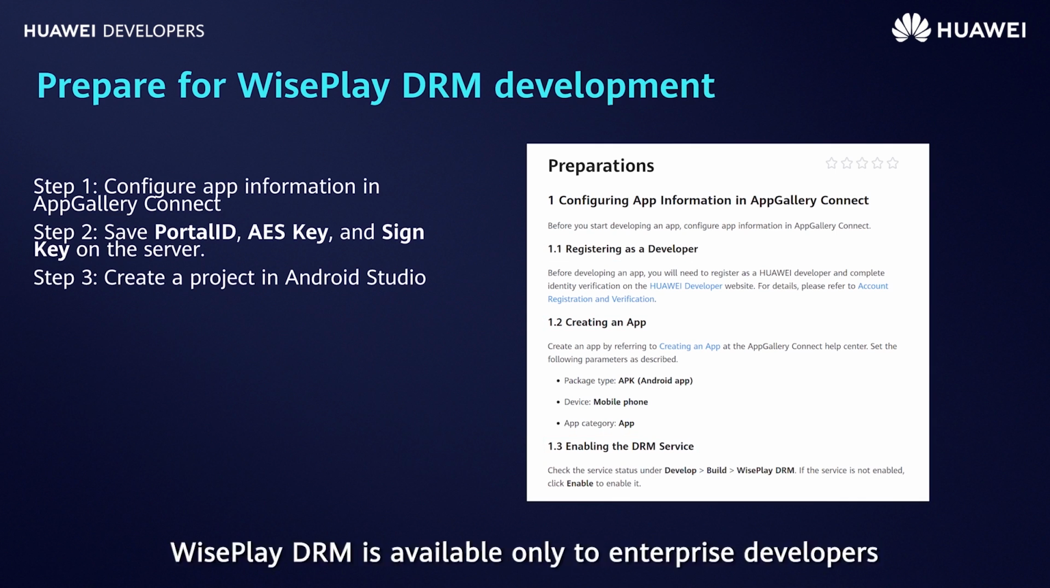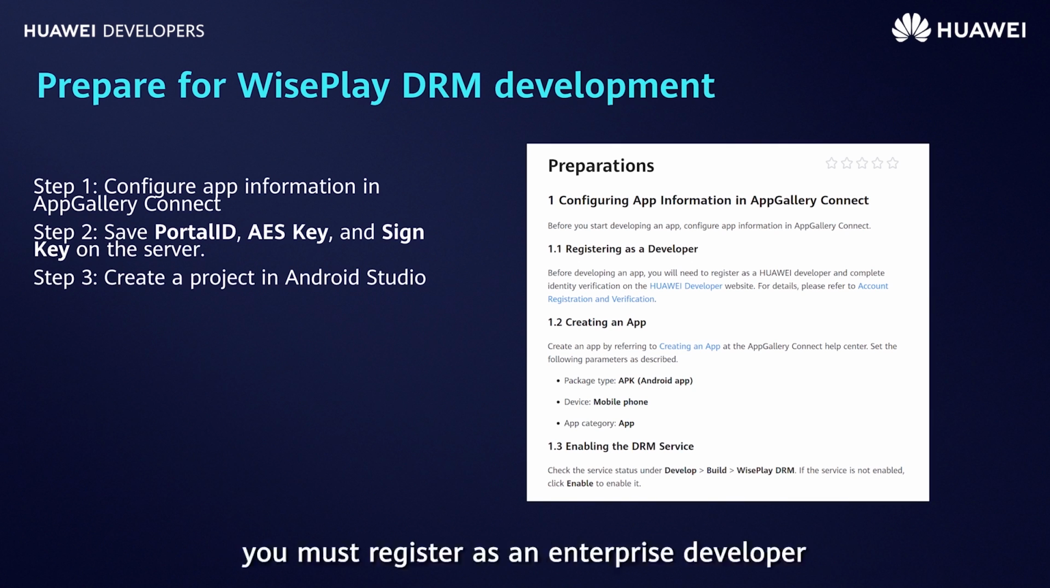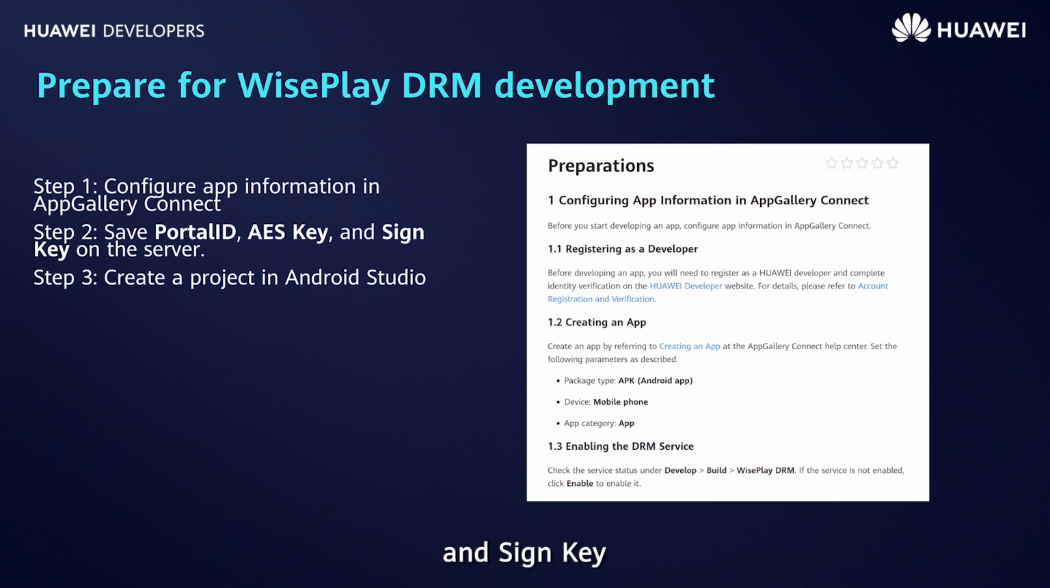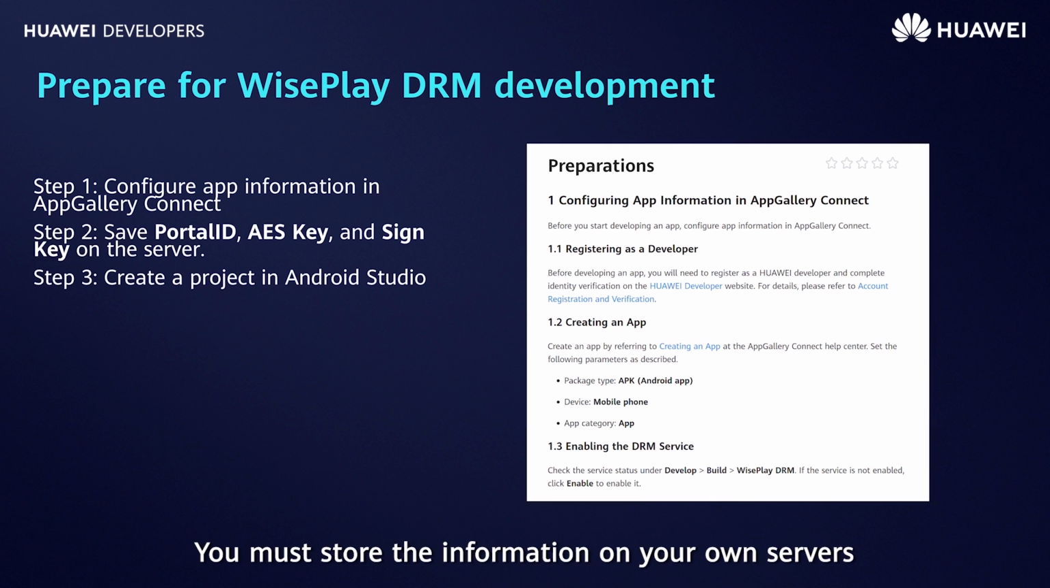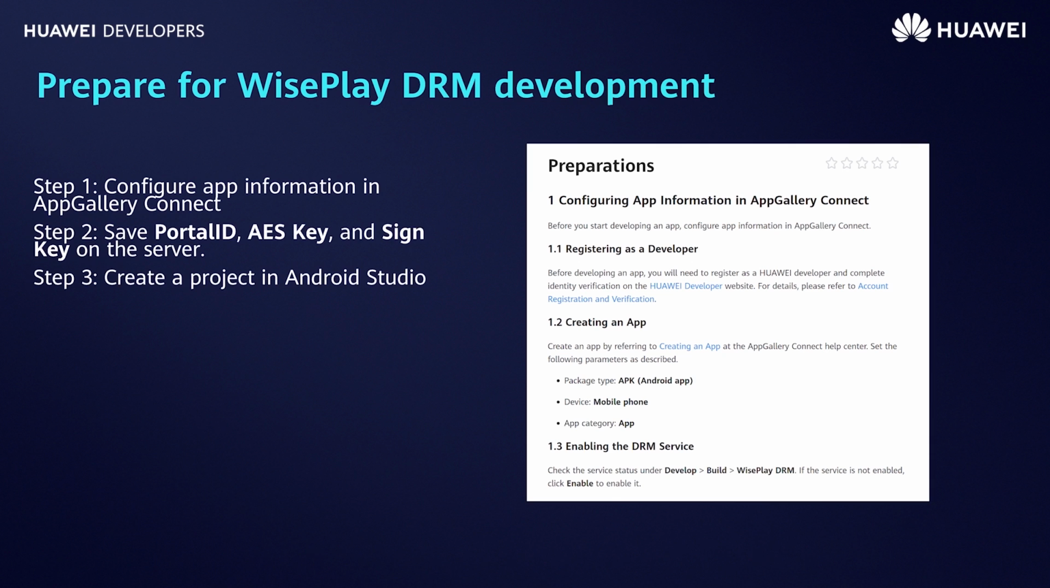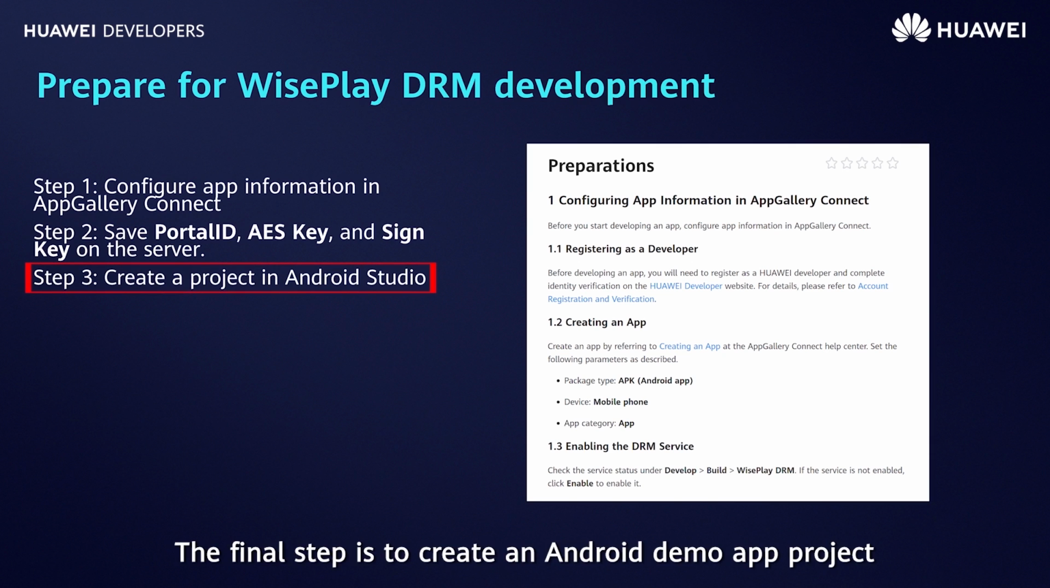Currently, WisePlay DRM is available only to enterprise developers. Therefore, you must register as an enterprise developer. After WisePlay DRM is enabled, you will be allocated information such as portal ID, AES key, and sign key. This information will be used when WisePlay DRM server APIs are called. You must store the information on your own servers, and you must not disclose it to other parties. The final step is to create an Android demo app project.